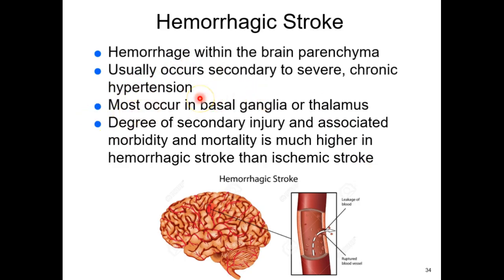Physically, a lot of them are going to occur in the basal ganglia or thalamus, so midline structures, deep brain structures. And because we've got our secondary injury, because this is blood-based and not a blockage, you've got both the introduction of blood and the ischemia happening simultaneously. Mortality is much higher with hemorrhagic.